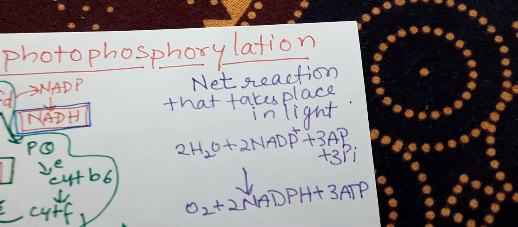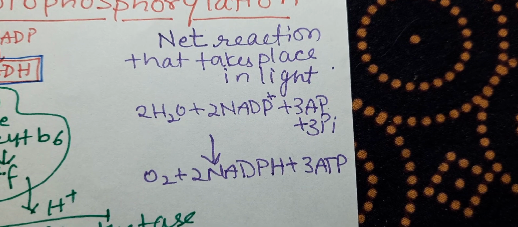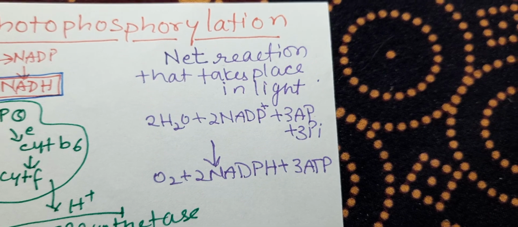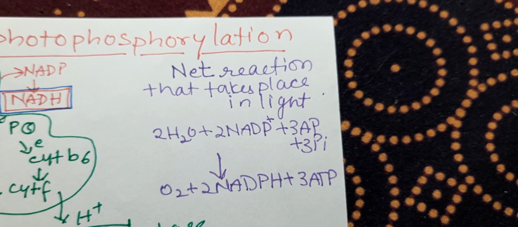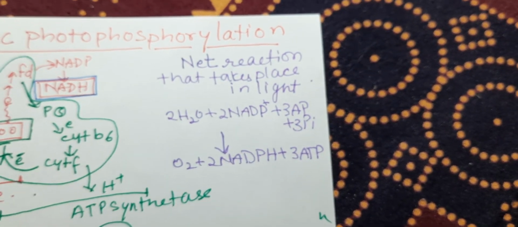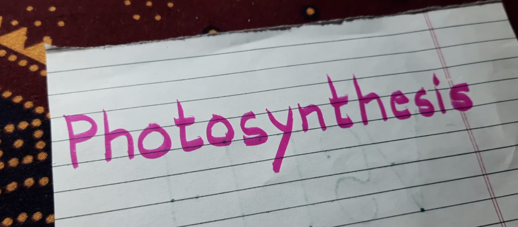Okay, so if you look at the net light reaction, then two molecules of water are used up to convert into one molecule of oxygen, and 2 NADP and 3 ADP plus Pi are used to generate 2 NADPH and 3 ATP. So this is all about the light reaction of photosynthesis.